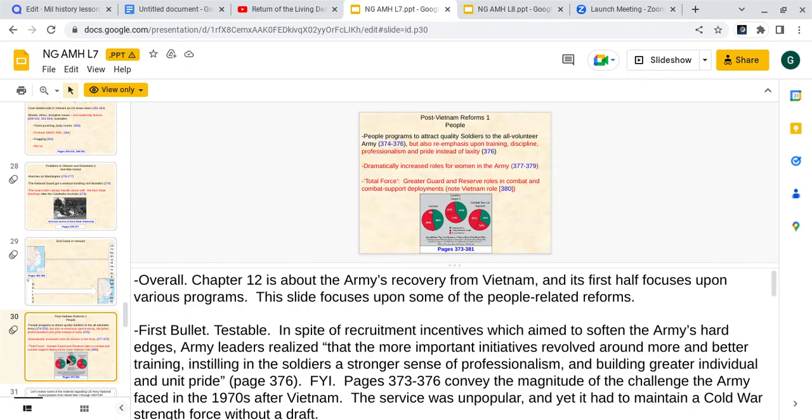That's known as total force. Total force because now you're including the Guard and Reserve along with regular Army, so it's a total force.